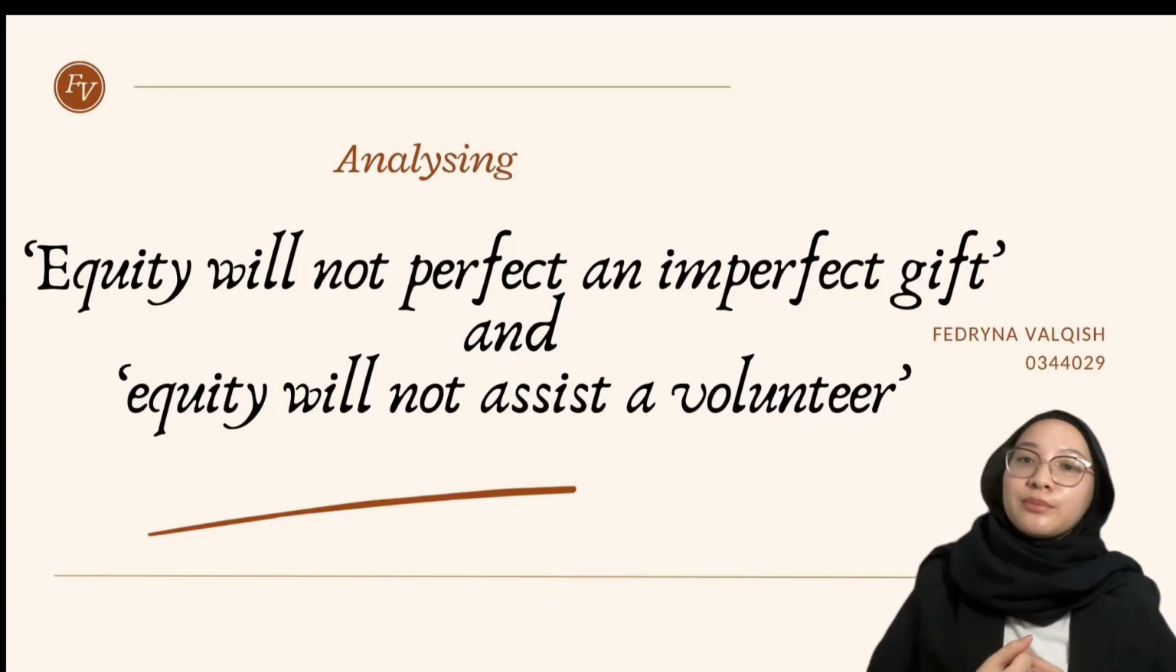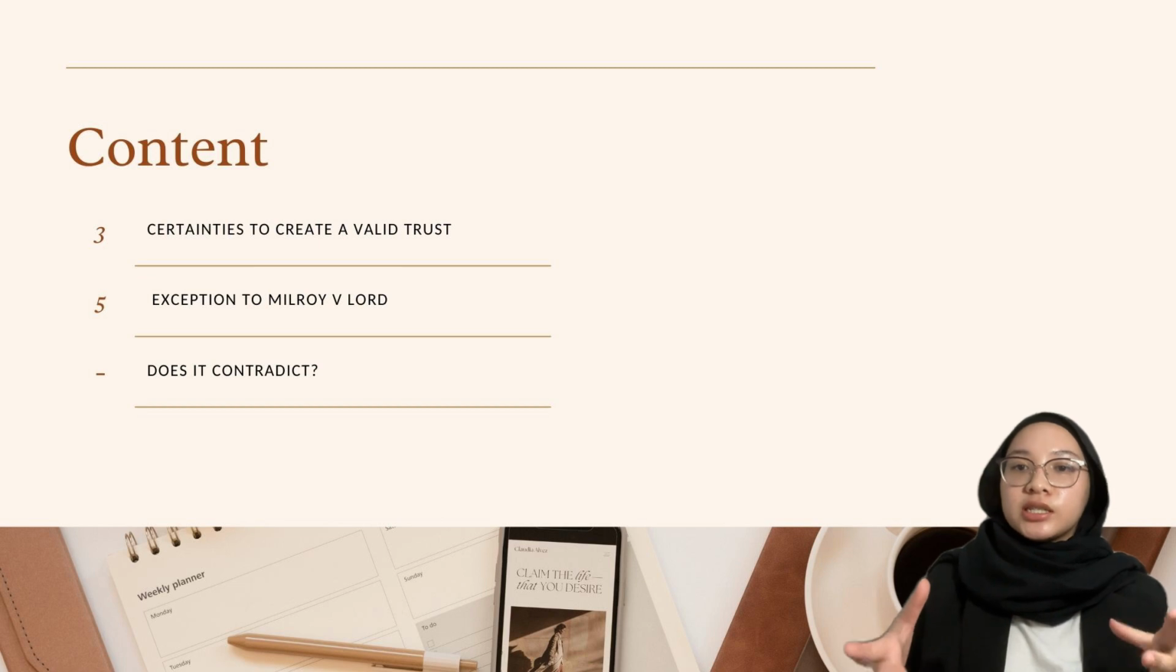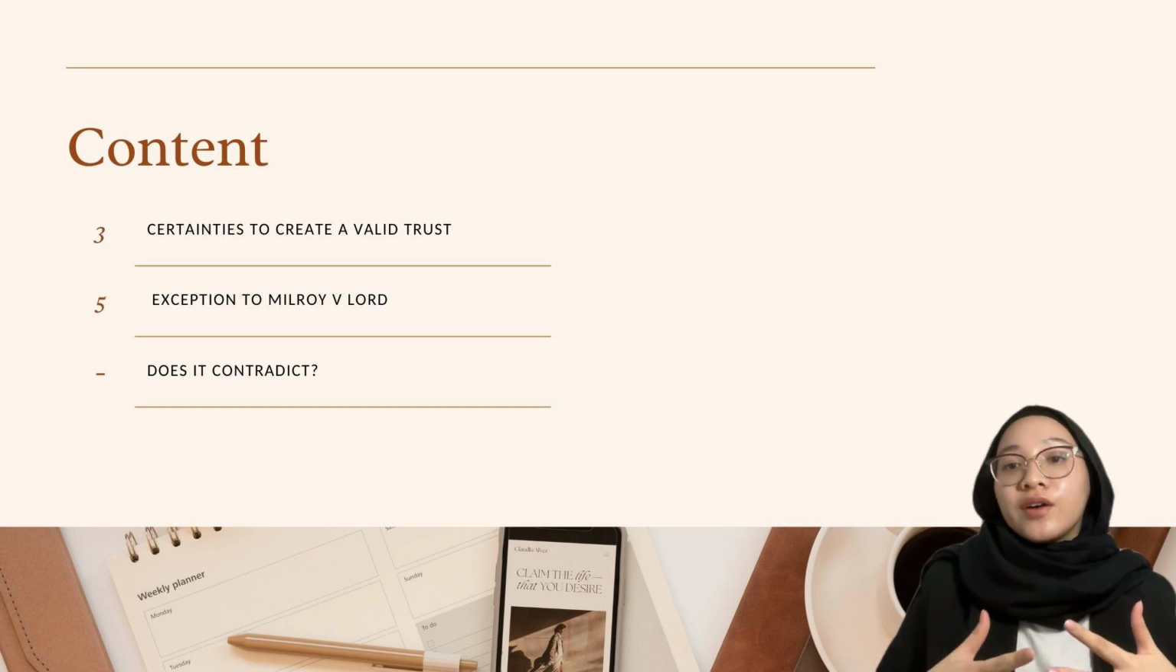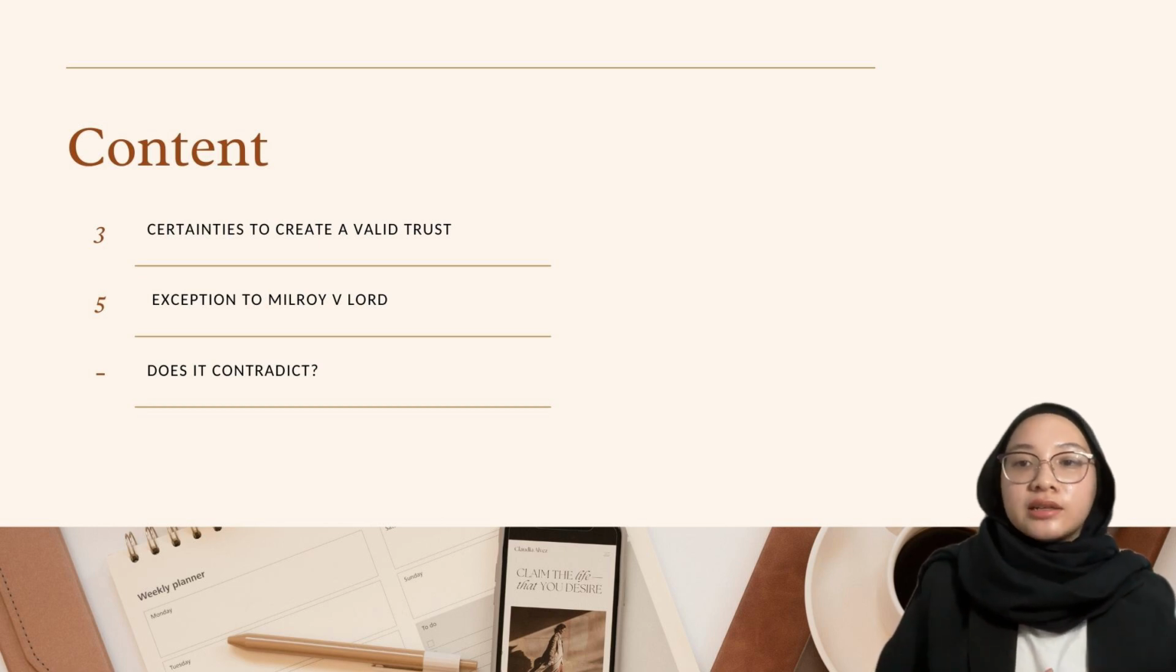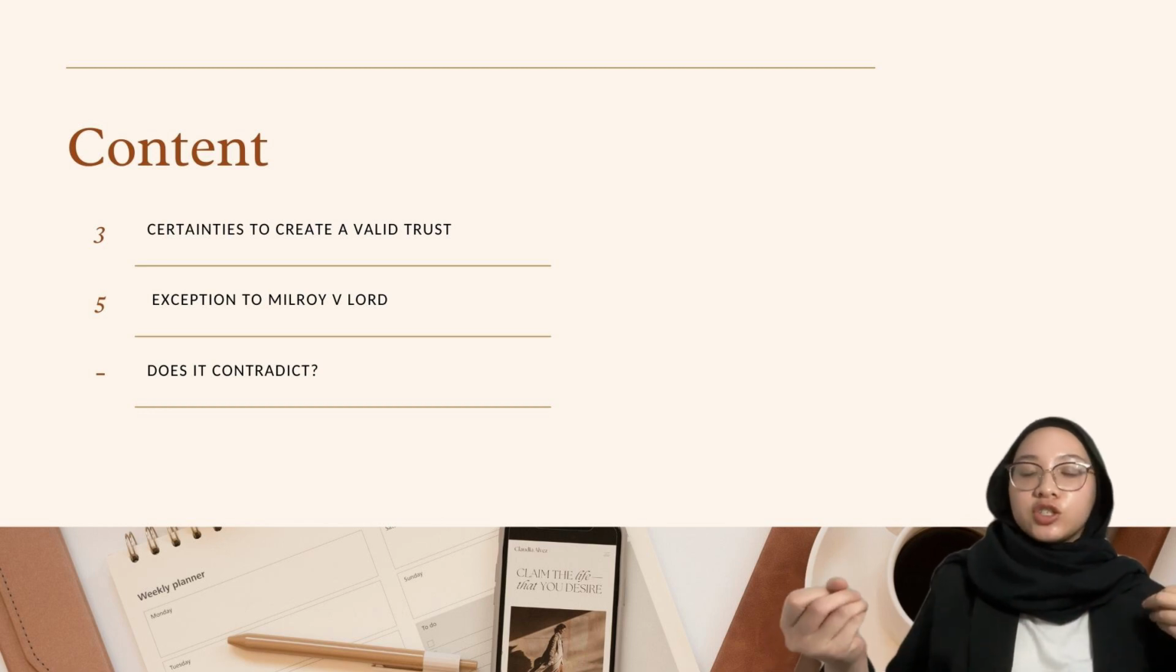Hello and greetings. My name is Rajana Valkish, and in this video I will be talking about the 3 certainties required to create a valid trust, followed by the rule decided in the case of Milroy, the 5 exceptions to the rule together with the analysis of whether the maxims contradict the settler's intentions.